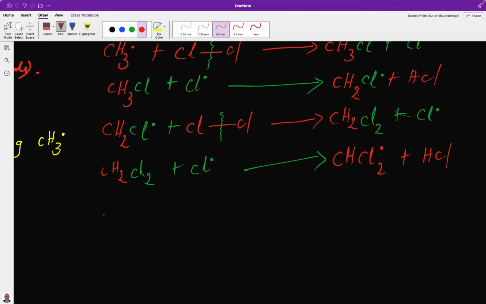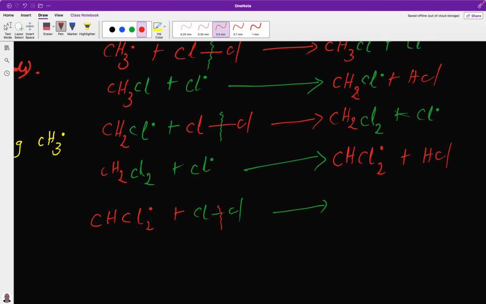So it comes here, CHCl2 plus a chlorine molecule. As we said, there is homolytic fission here, and when there is homolytic fission here, a free radical results. There are two free radicals resulting here. Now, one of the free radicals will react with the free radical here to form a full molecule.